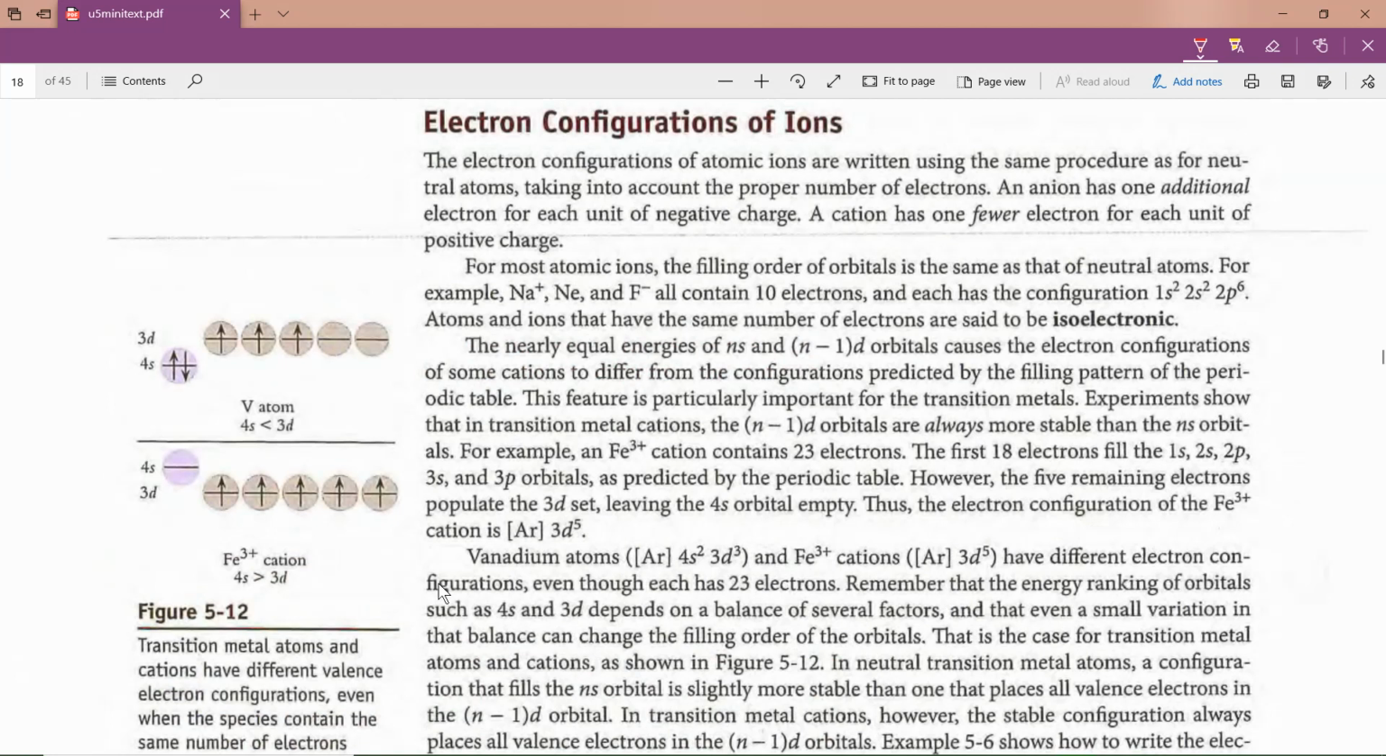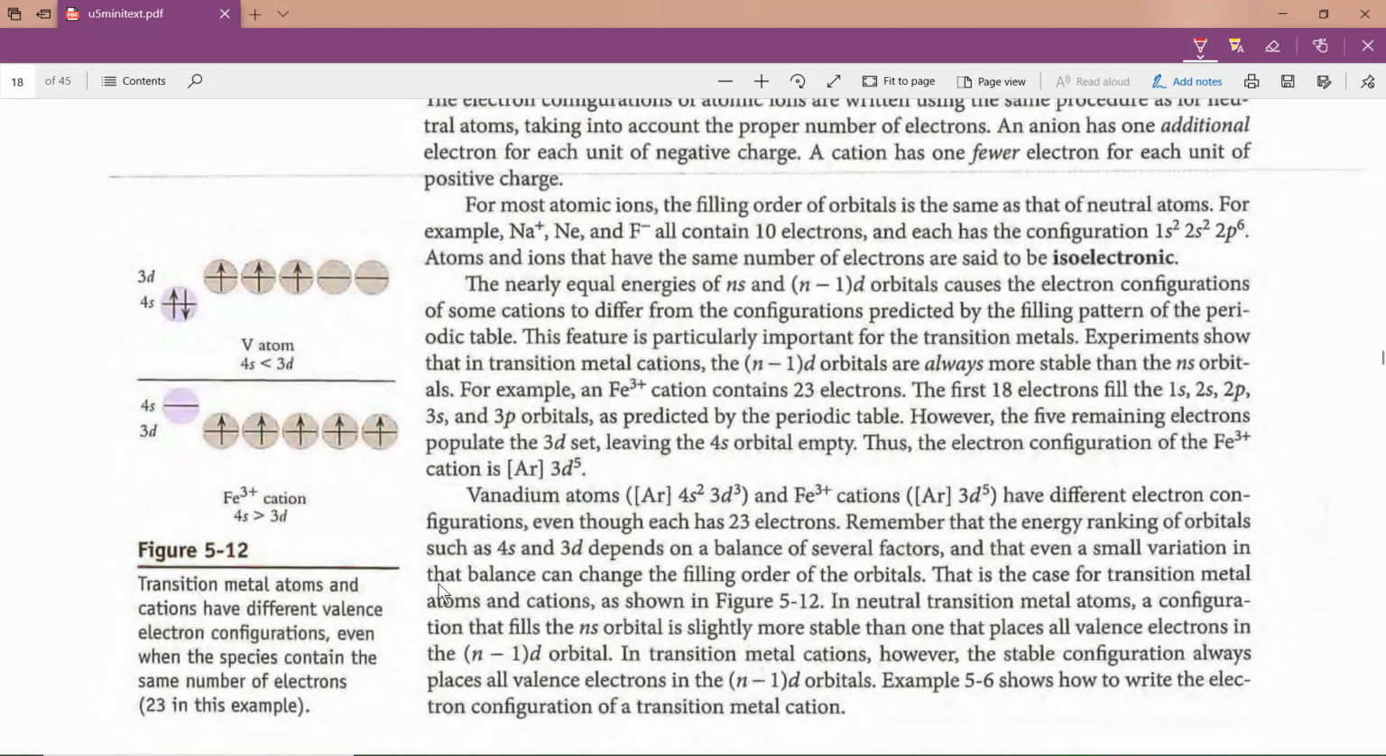Electron configuration of ions. For most, filling is the same concept, but when we get to cations of transition metals, it gets a bit trickier. So if I have something like Na+, well, there's 10 electrons, so that's okay. In fact, it's got the same electron configuration as neon, the same electron configuration as fluoride, all of them 10 electrons. And a word that's going to be important in this course is isoelectronic. So these atoms and ions have the same number of electrons. They're said to be isoelectronic. Okay?